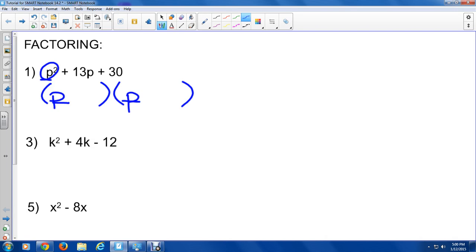Then I'm going to go to the last, which would be the 30 over here. I have to get a 30 by multiplying the two numbers that would be at the end of my parentheses, and there's just going to be a sign in the middle. Now, there's a couple ways to get 30, so I'm going to do a little bit of brainstorming over here. I know 3 times 10 gives me 30. I know that 5 times 6 gives me 30, 15 times 2, and we could go 30 times 1.